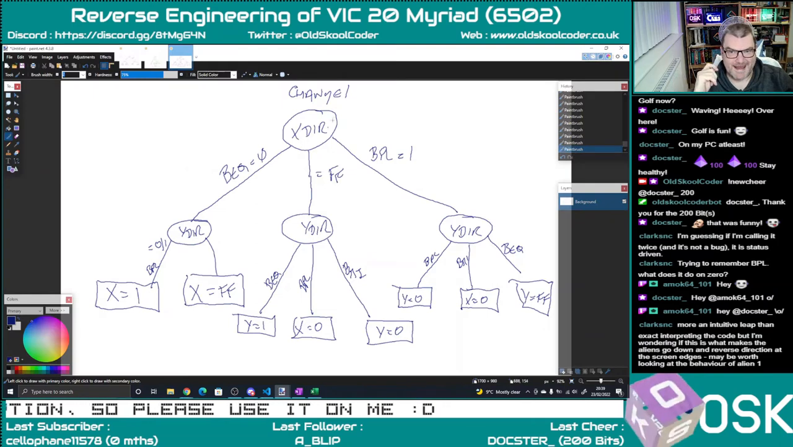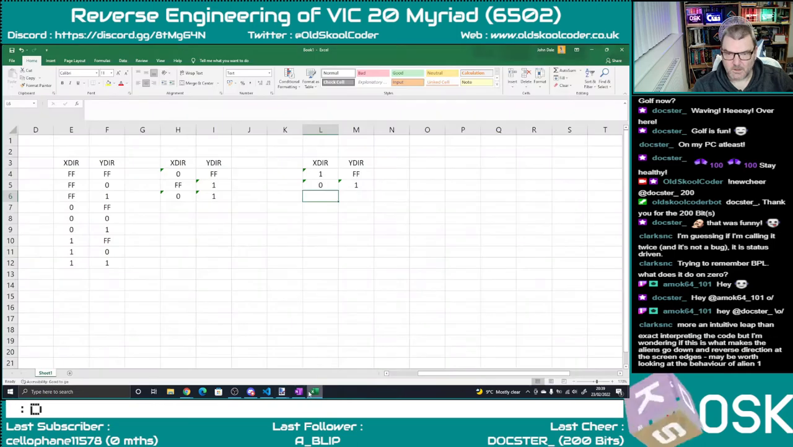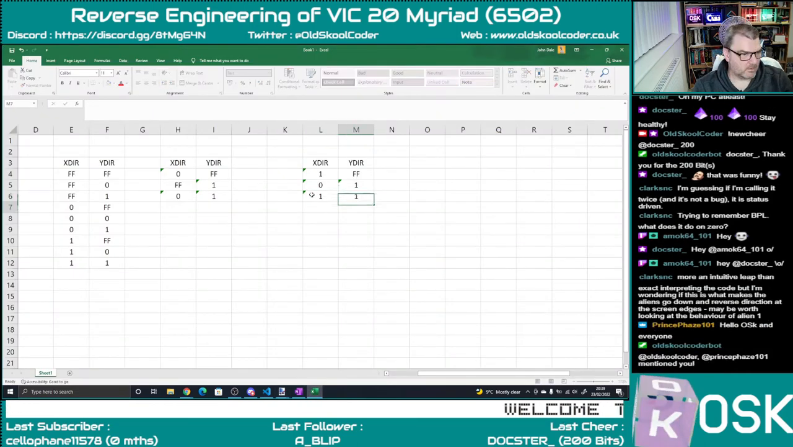So 0 and 1. X is 0. So we're coming down this branch. And Y is 1, which is here. So then we're changing X to be 1. Okay, so X is now 1 and 1.